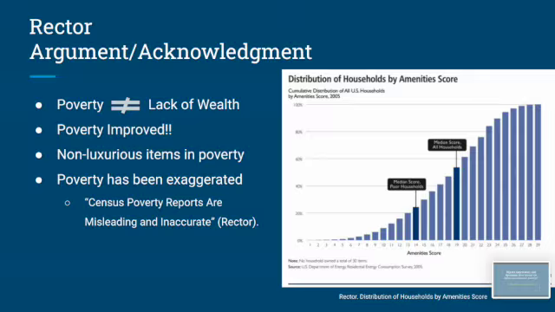Rector breaks down the U.S. Census Bureau report that claims that over 35 million Americans live in poverty. In his mind, there are two flaws in the report. One, quote, the report provides no information on the actual living conditions of the persons identified as poor. He says that it states a number of poor people rather than what made them poor.